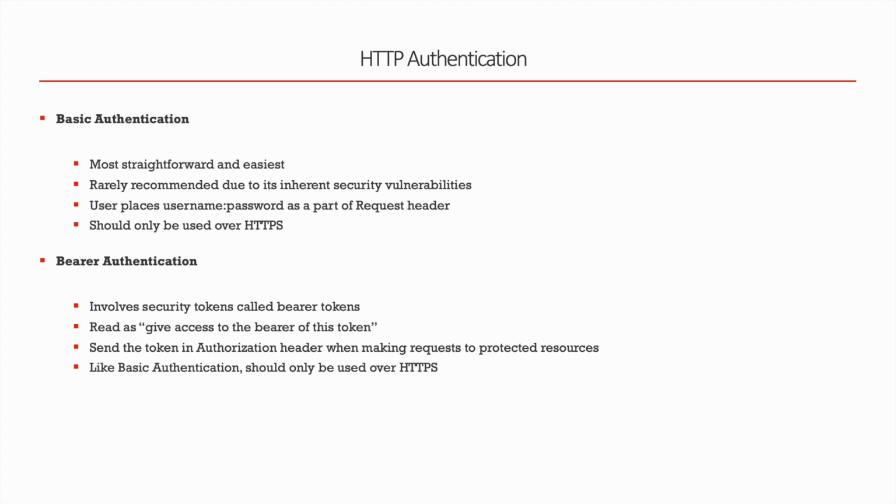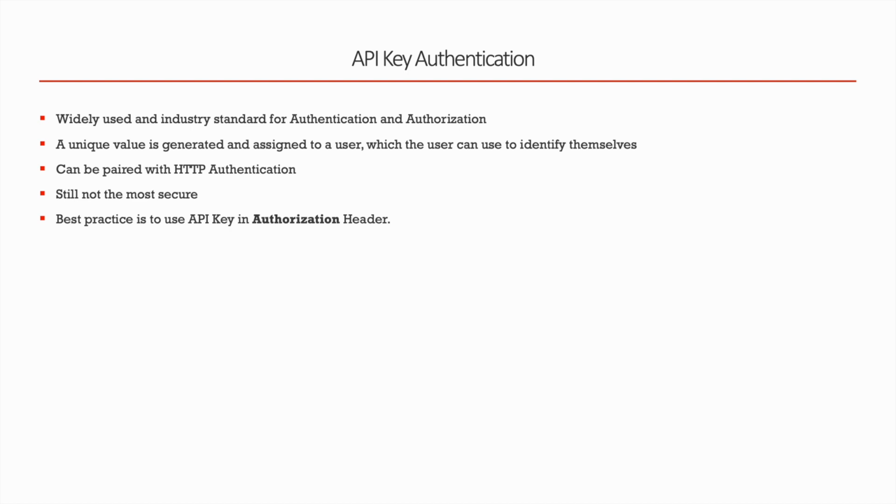After HTTP authentication comes API key authentication. This is the most widely used and industry standard for authentication and authorization. An API key is a unique value that is generated and assigned to a user by the system or the API provider. This unique value is used to identify the user. While it's not the most secure API authentication method, it can be paired with HTTP authentication to enhance its security. The best practice to use an API key is always to put it in an authorization header.